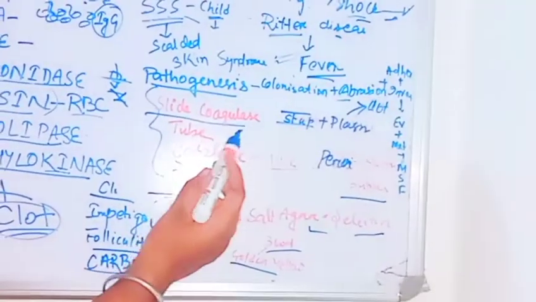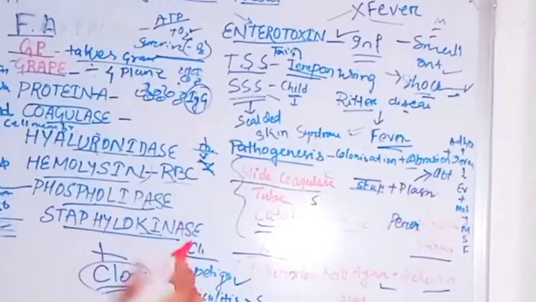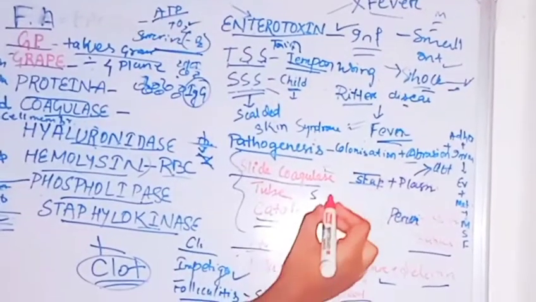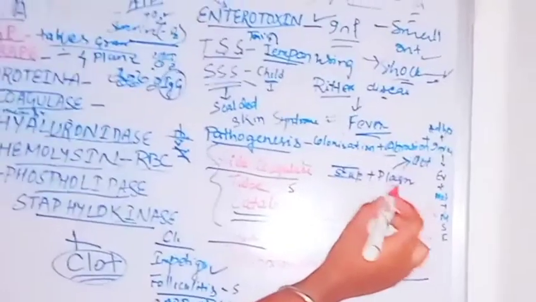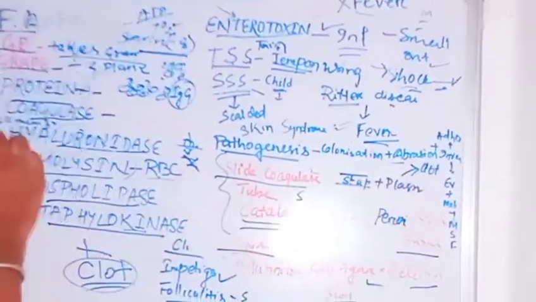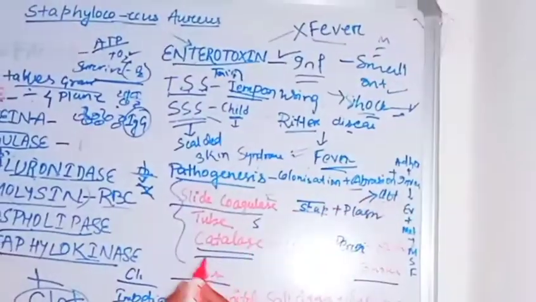How do we diagnose the presence of Staphylococcus? By the slide coagulase test, which detects the bound form of coagulase. How? By taking a slide containing Staphylococcus and plasma. If bound coagulase is present, then what happens? A clot forms.